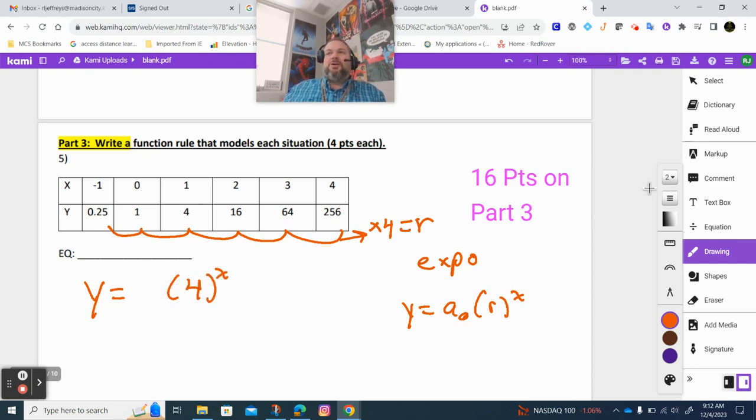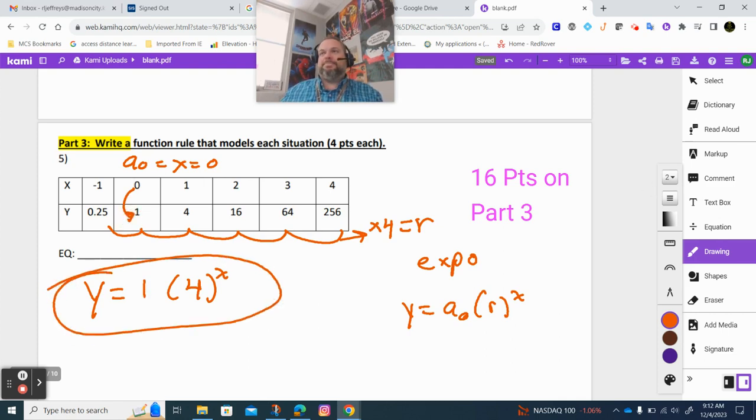Now, we have to find our a sub 0. Our a sub 0 is when x equals 0. All right, well, this is x equals 0, 1. Bam. There we go.